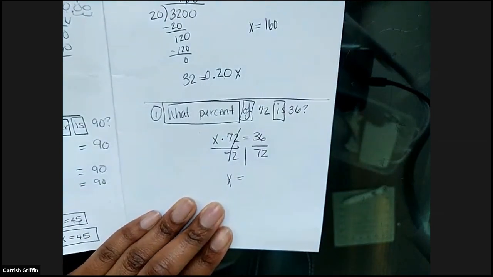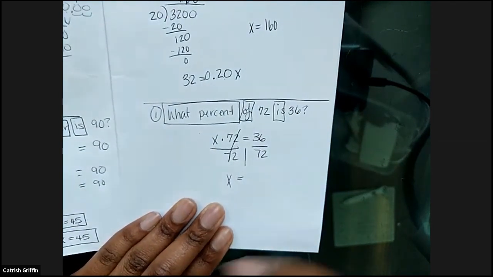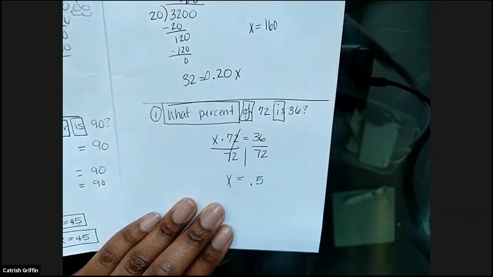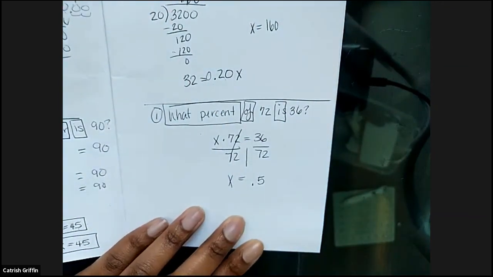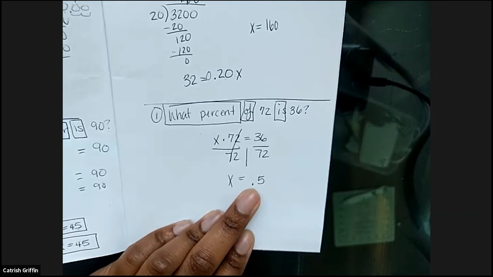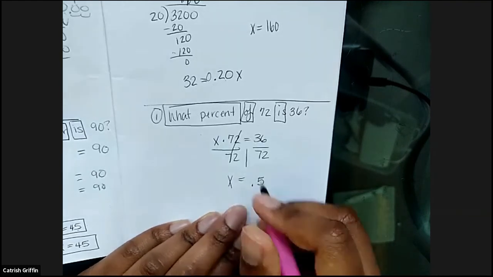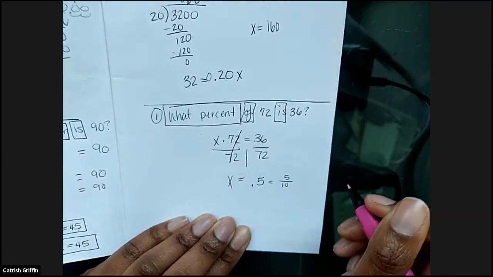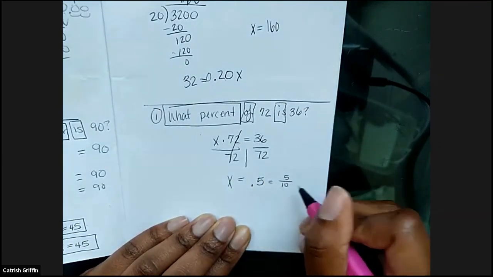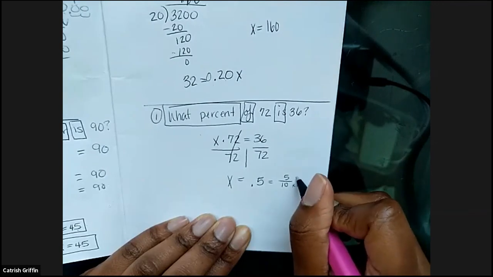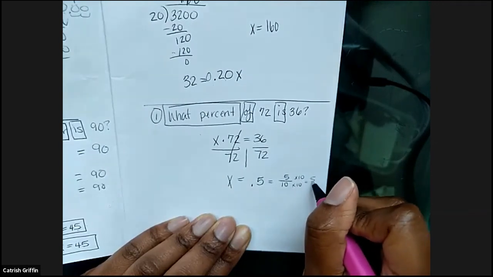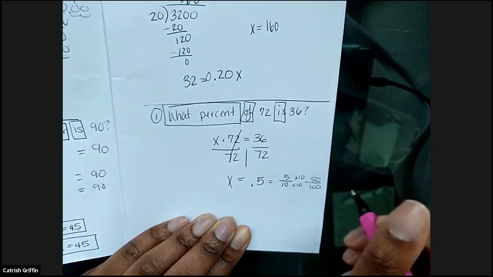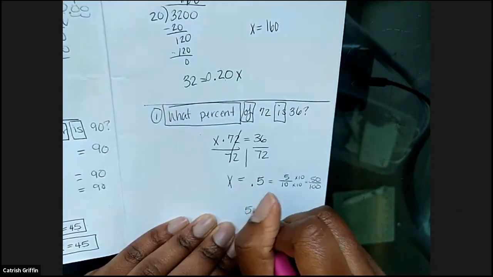When I do that, I get that X is equal to 36 divided by 72. For this, I'm going to use my calculator. My calculator gives me 0.5. This is not a percent. I need to write it as a percent. So I need to write 0.5 or 5/10 as a percent. That means I need to have a denominator of 100 times 10. I end up with 50 hundredths. So my answer is 50%.